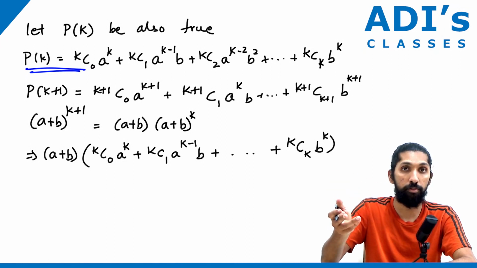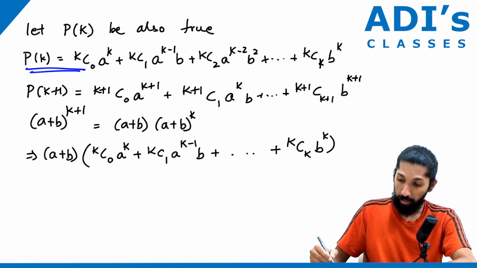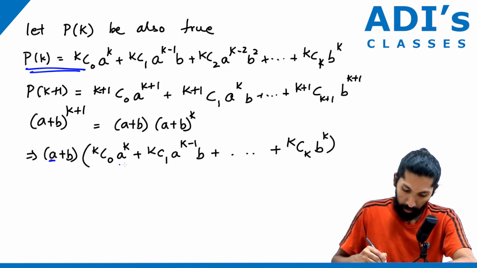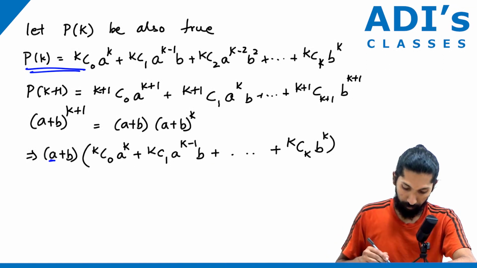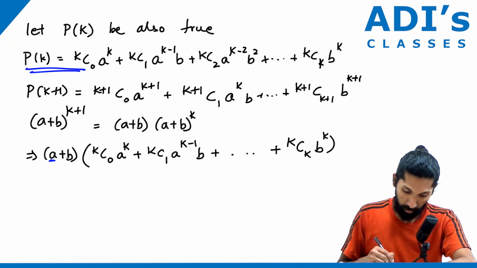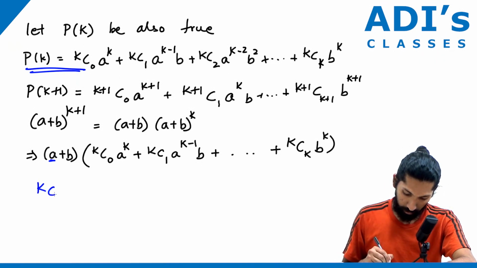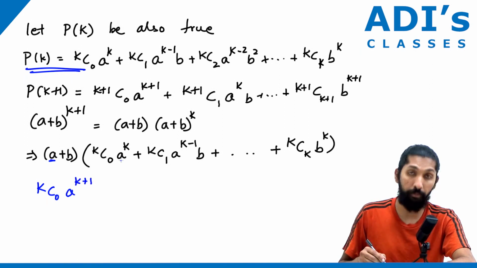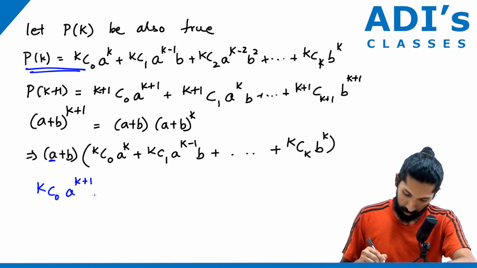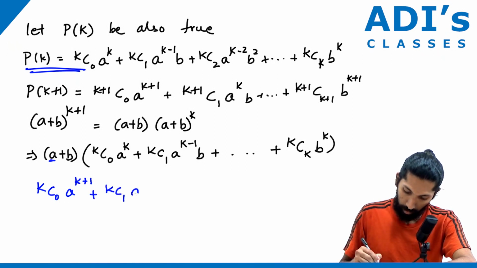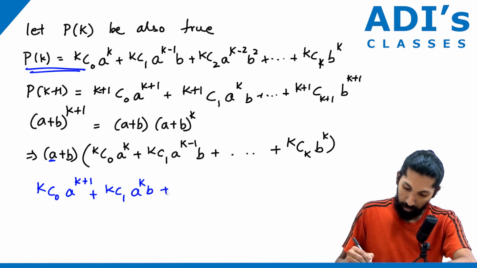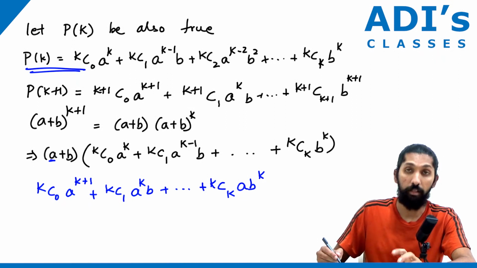Now what we do, we individually multiply. Normal multiplication, how we used to do? Just individually multiply. In the sense, first we'll multiply a with all of them, then b with all of them. So now if you do this one, then you will get kC0 into a to the power of k plus 1, because a power k into a, plus kC1 a power k into b, plus the next one is going to be the same thing, dot dot dot kCk a into b power k. Correct? This is what we have.